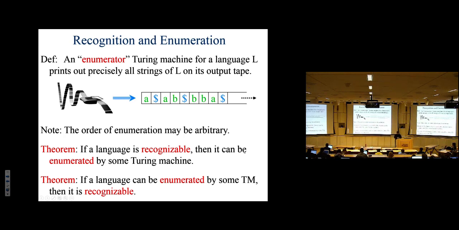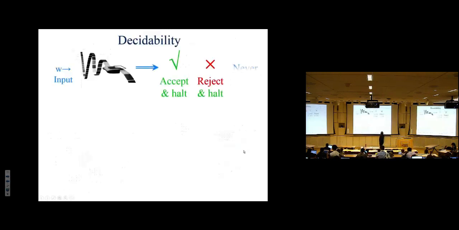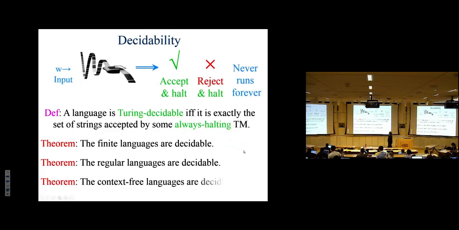All right, so having said that, we can prove some more results. Again, this comes out of chapter 4, page 165, about enumerators and deciders. And so we can prove immediate theorems, easy ones.